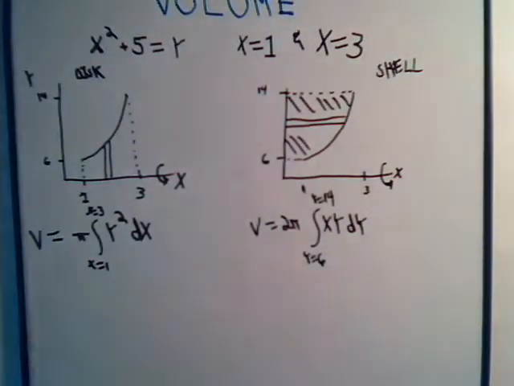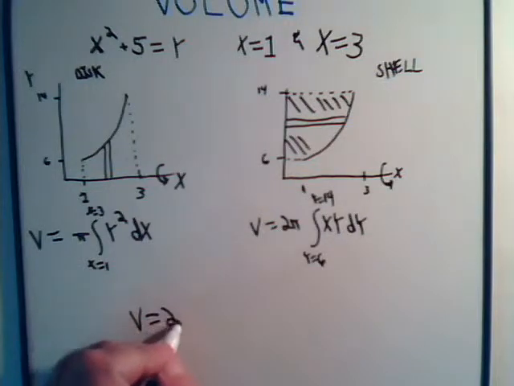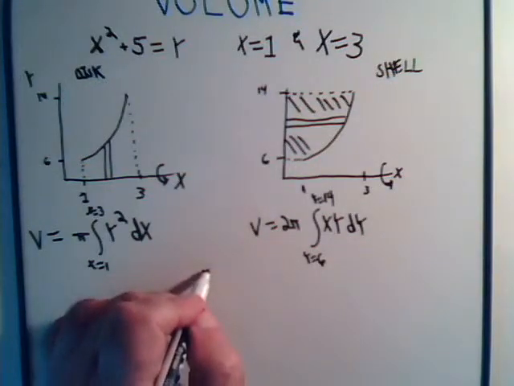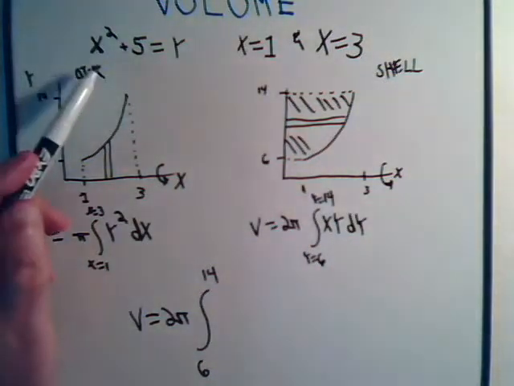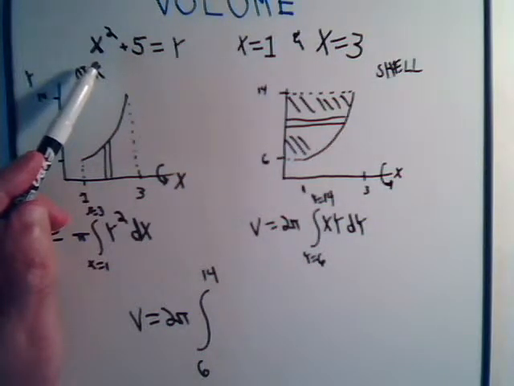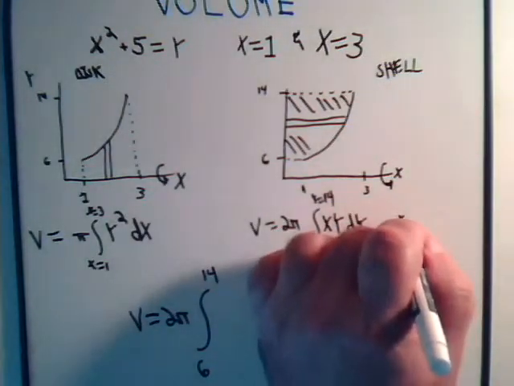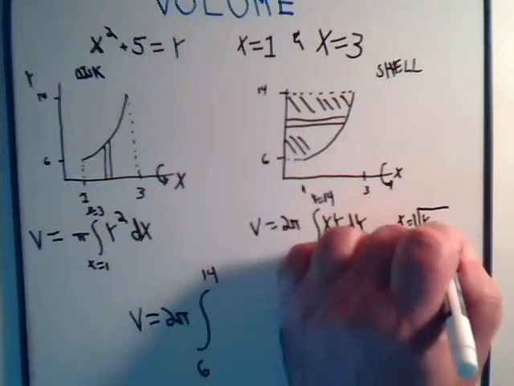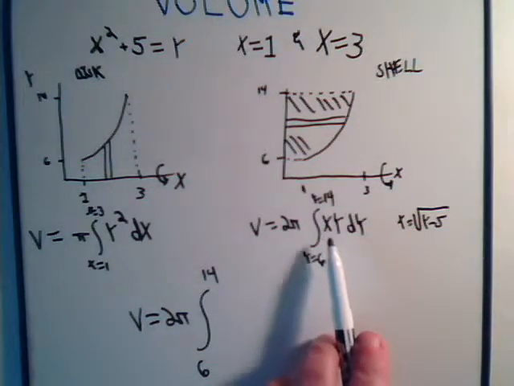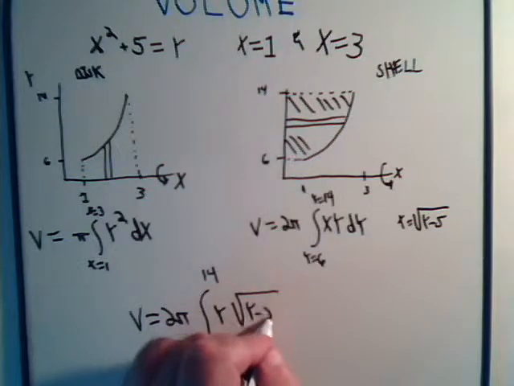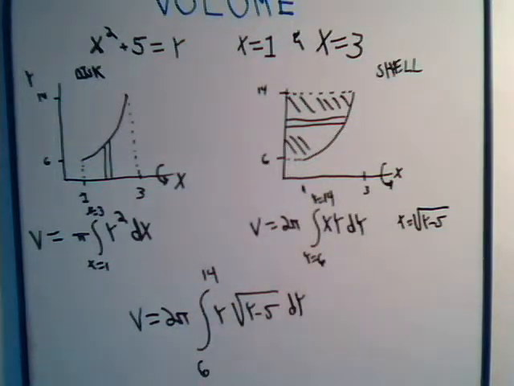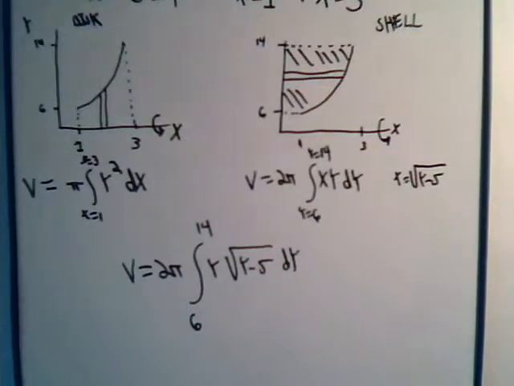Before we close this video out, though, let's just take a look at this volume integral. We're saying V is equal to 2 pi times the integral from y equals 6 to y equals 14 of x times y dy. So x has to be expressed as a function of y. We see x squared equals y minus 5, so x equals the square root of y minus 5. So this integral would be y times the square root of y minus 5 dy.